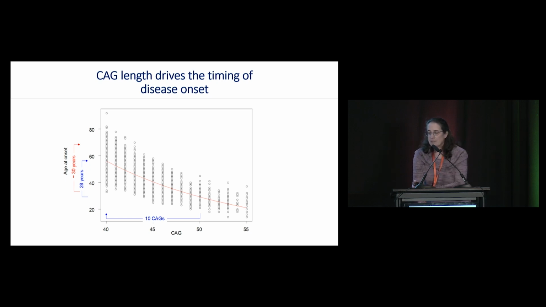Obviously you can see from this that for any given CAG repeat length inherited, there is a wide range of ages of disease onset, and then the subject of genetic modifiers, which I'll come to.